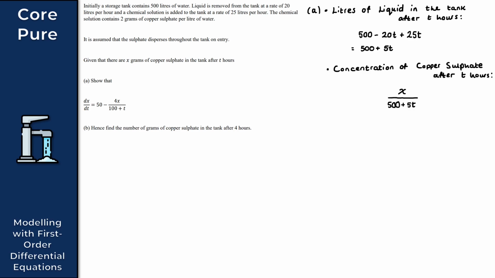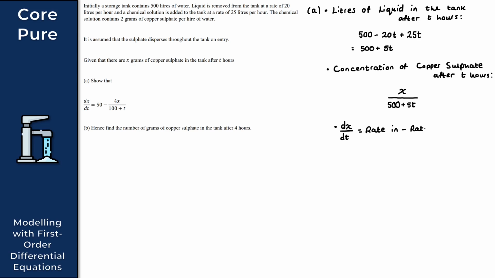So we're getting pretty close now to the constructed differential equation. It might not quite look like it at this point, but I promise you we are getting close. The only thing left to really consider now is dx by dt. Given that there are X grams of copper sulfate in the tank after T hours, dx by dt is simply the rate of change for the copper sulfate with respect to time t. So dx by dt would simply be the rate in minus the rate out.